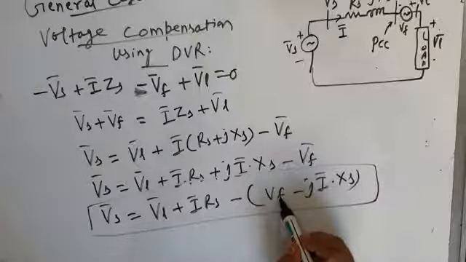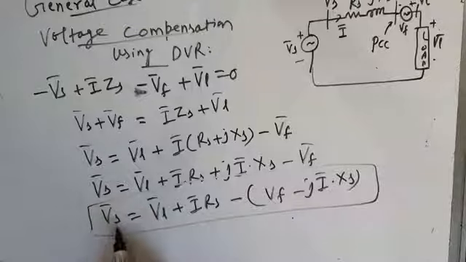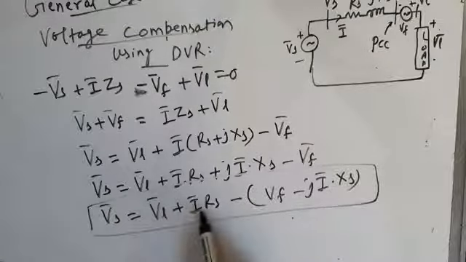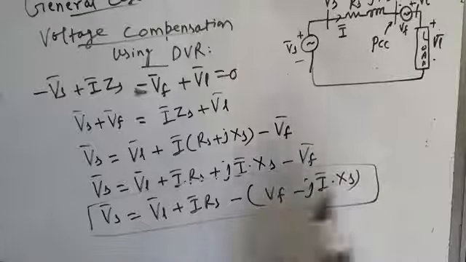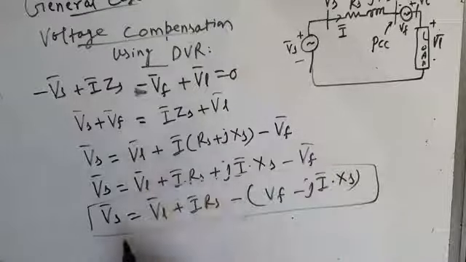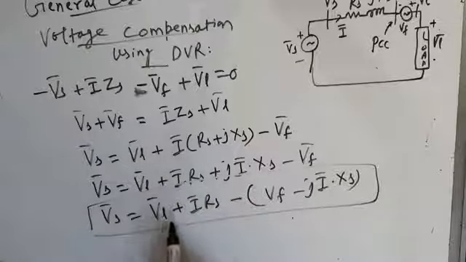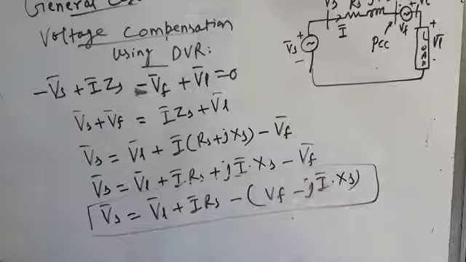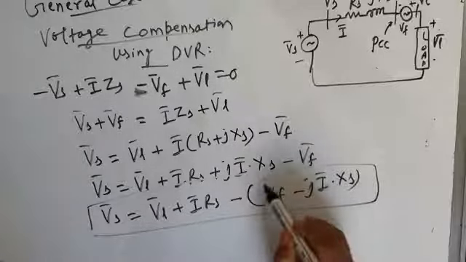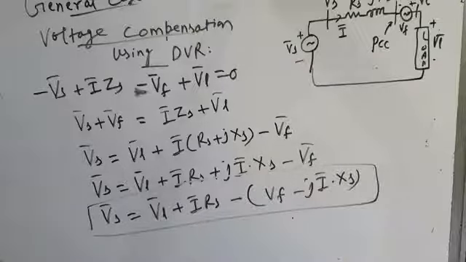Without this DVR injected voltage, your source voltage, as you have seen a few moments back, was equal to load voltage plus I into Rs plus jI into Xs. Now with DVR, it gets modified. The equation becomes Vs is equal to VL plus I Rs minus Vf minus jI into Xs. Okay. So what does this Vf injected voltage try to do?